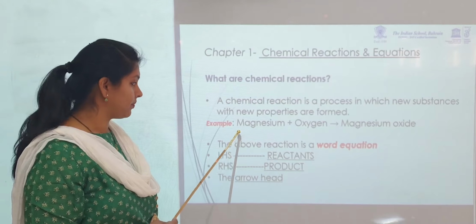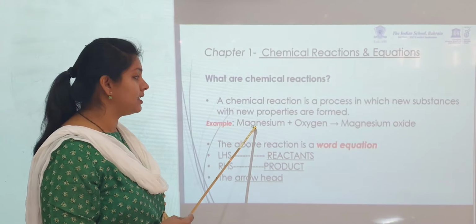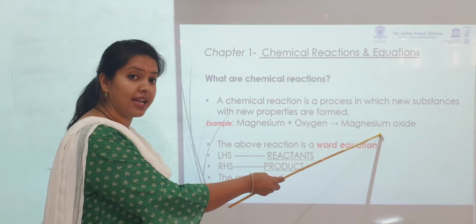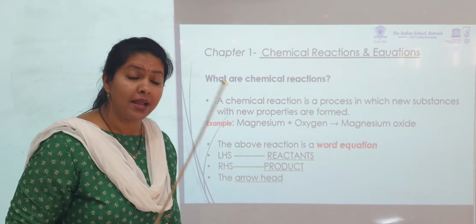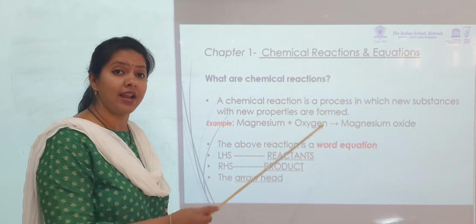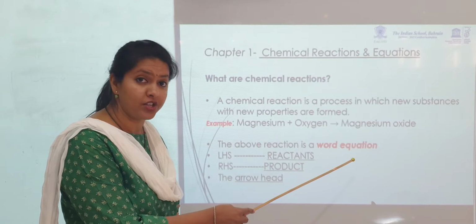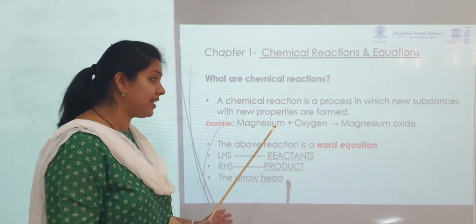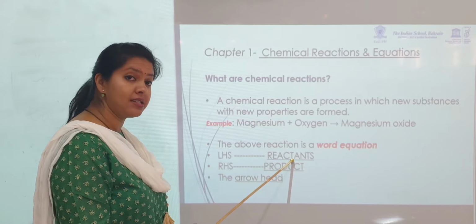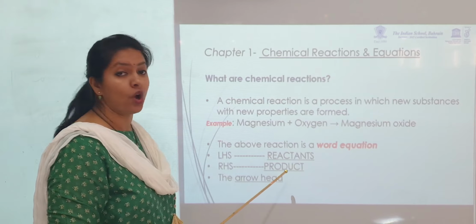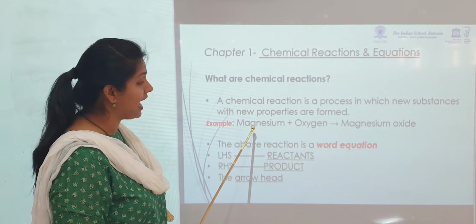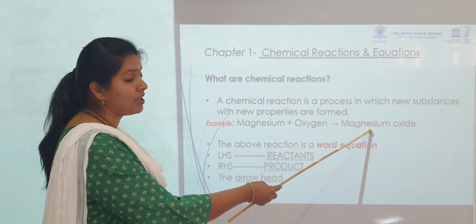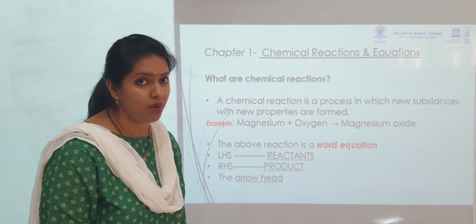Now look here. An example given over here is magnesium reacting with oxygen, giving you magnesium oxide. Understand, children? When I make use of words to write a reaction, you call it a word equation. Here, an equation has two sides. The left hand side is known as the reactants, and the right hand side is called the product. So here we have magnesium and oxygen on the left hand side, that is the reactants, and the product on the right hand side, which is magnesium oxide.